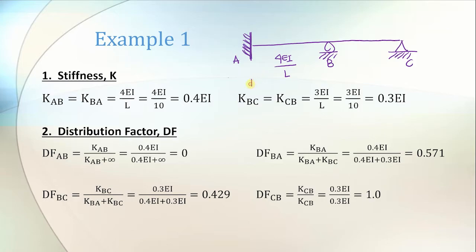Just divide, since you know that the length is 10 meters. Divide 4EI by L. You don't have to be concerned about E and I, because later we will cancel them when we calculate step number 2, the distribution factor. And for beam B to C, the stiffness factor should be 3EI over L, because the far end here is a pin support or roller at the far end. The stiffness factor is 3EI over L.